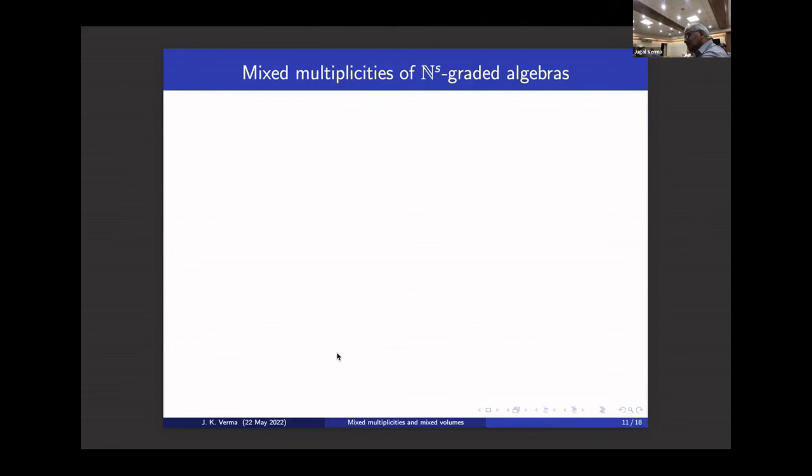One of the objectives of this work is to calculate the volume and mixed volume of polytopes. I didn't have time to go to the mixed volumes, but mixed volumes, just like the volume of a polytope, come out as the leading coefficient of the Hilbert polynomial of a semigroup ring. The mixed volume is also obtained in a similar way. One gets a formula, and one can program that formula.